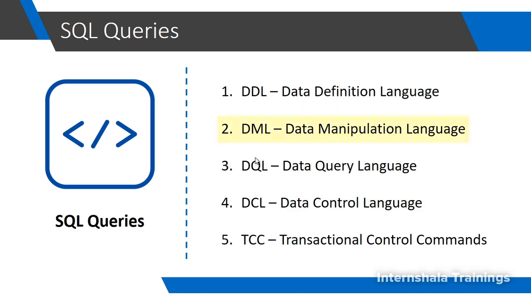Next is data manipulation language. This part of SQL enables one to manipulate the data contained within the objects. Basically, you will be able to add, change or delete data from a particular table. So with DDL, we added, changed or deleted tables, but with DML, we are adding, changing data inside a table.